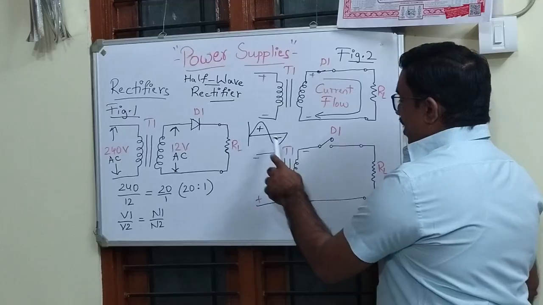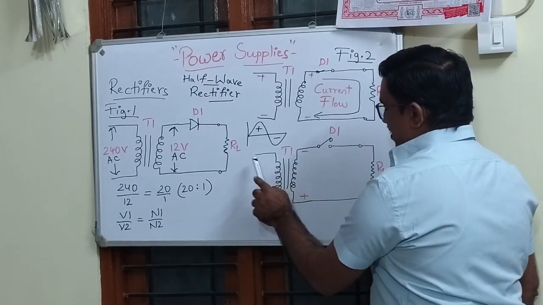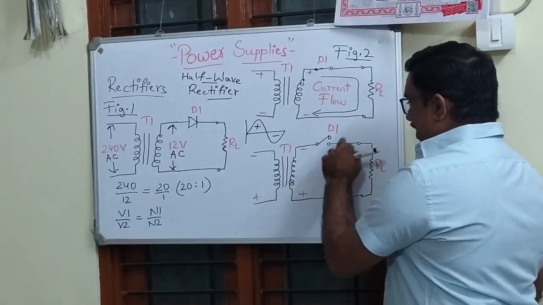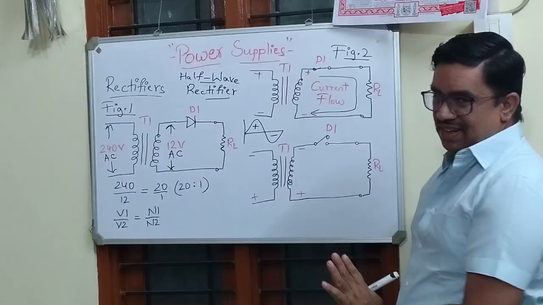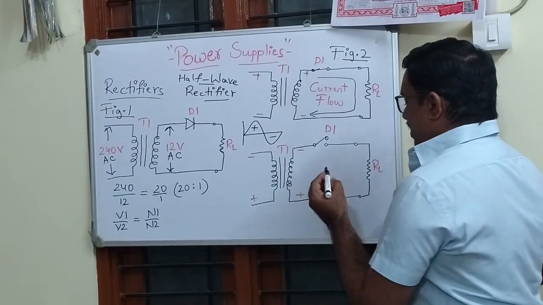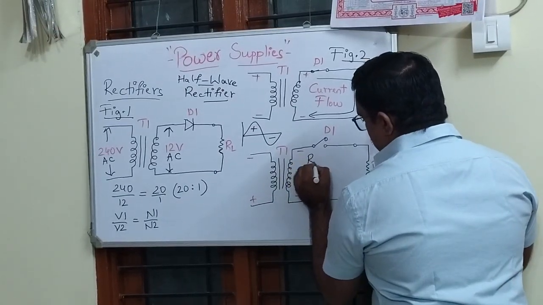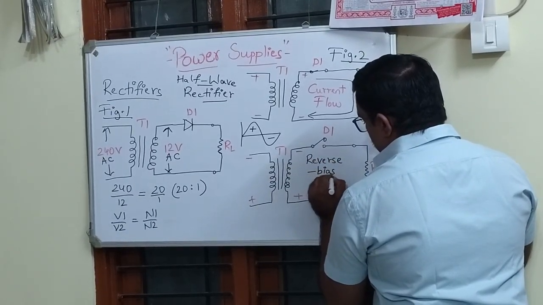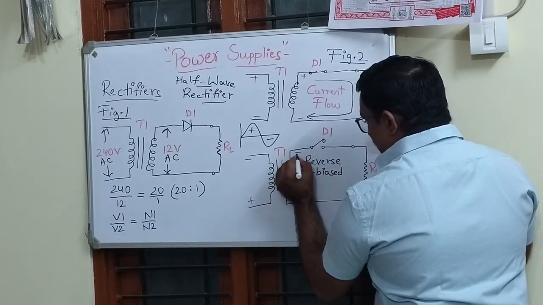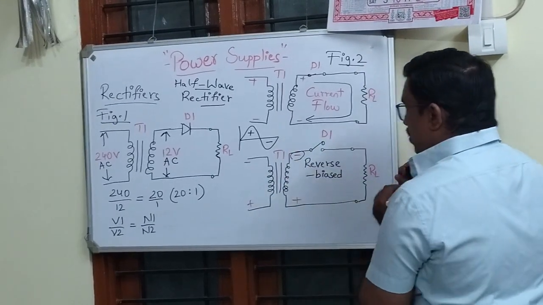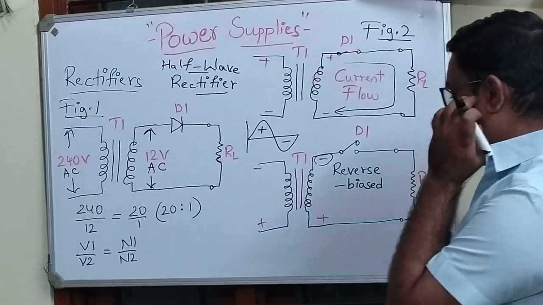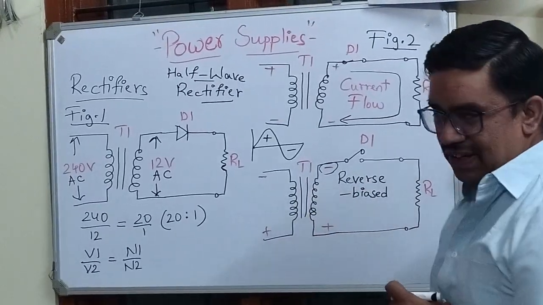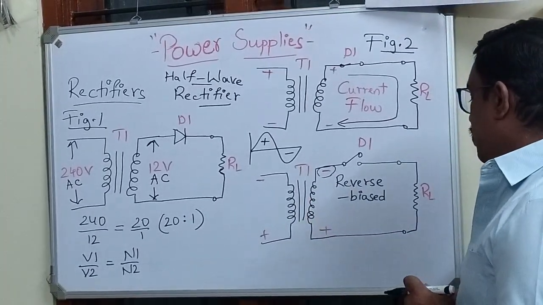And then when a negative half cycle approaches at the transformer, the diode is not conducting, because here the diode is reverse biased. Why? Because we have a higher negative potential instead of the positive potential. Hence the circuit is open and we do not have any output at this circuit.